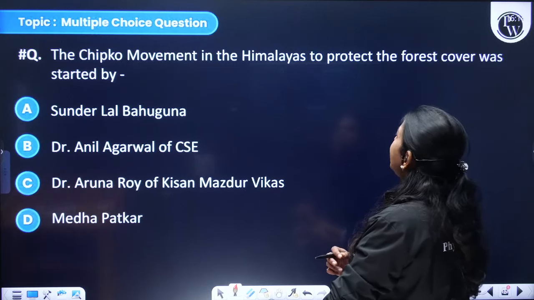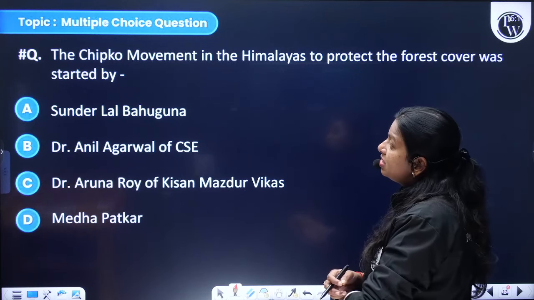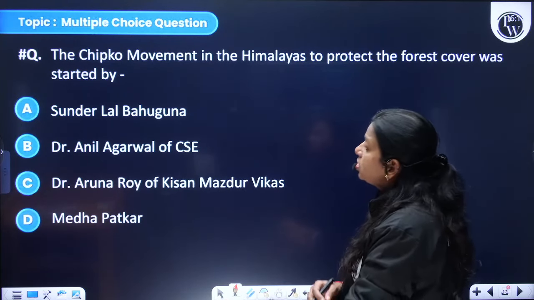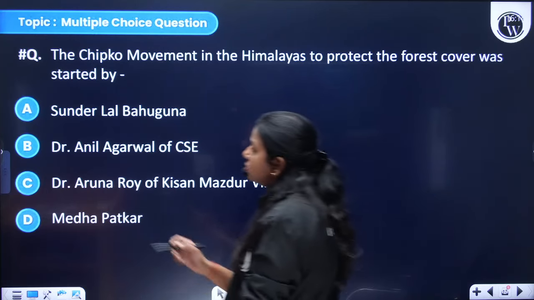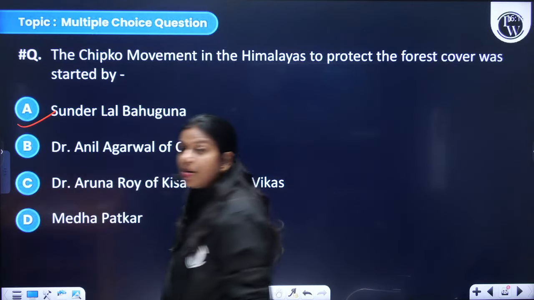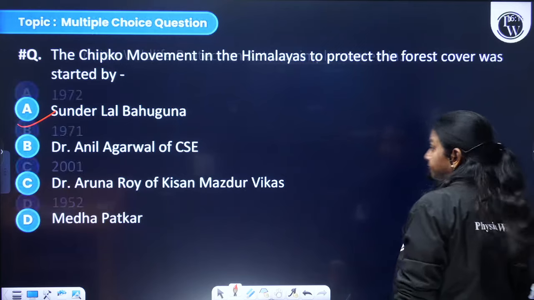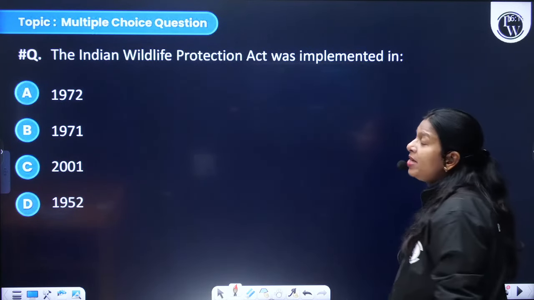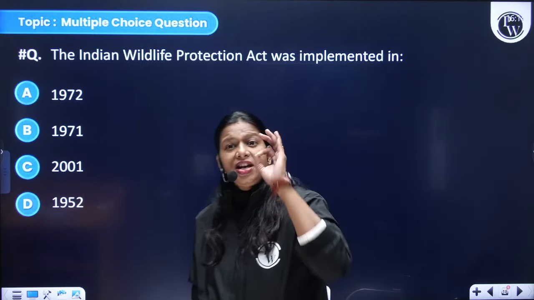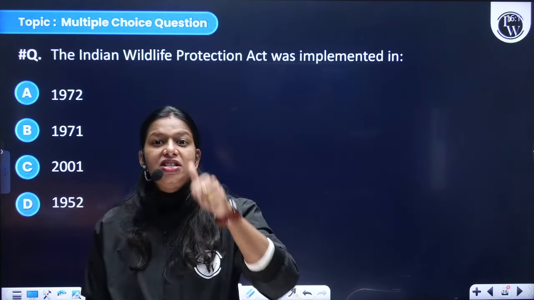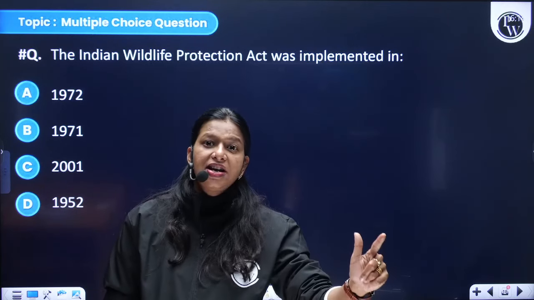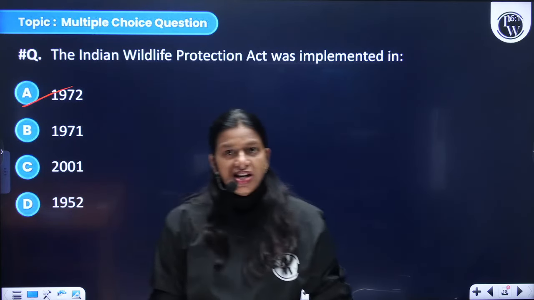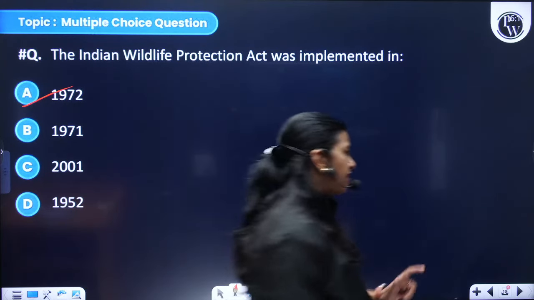The Chipko movement in the Himalayas to protect the forest cover was led or started by S.L. Bahuguna, Dr. Anil Agarwal, Dr. Aruna Roy, Medha Patkar. The answer is option A, Sundar Lal Bahuguna ji, S.L. Bahuguna. The Indian Wildlife Protection Act was implemented in which year? Important year, you should all remember: 1972. A year after, Project Tiger was launched. So 1972, Indian Wildlife Protection Act, 73, Project Tiger.